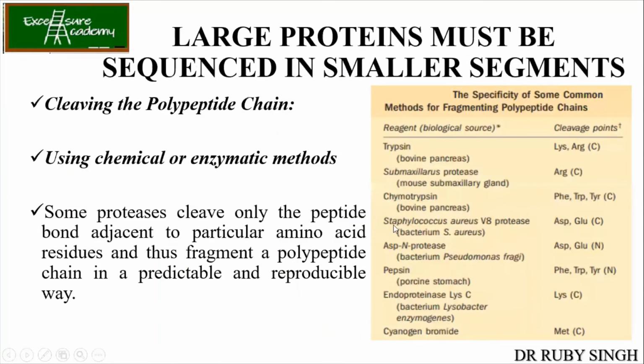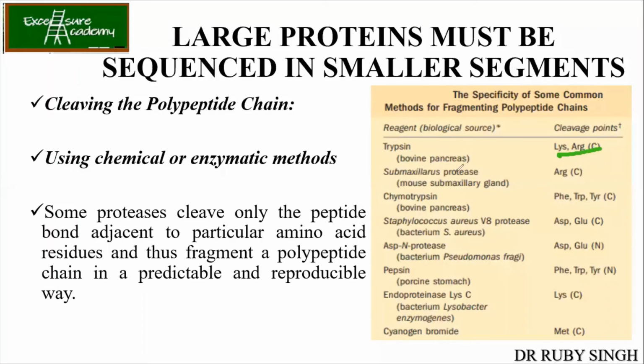Now, this is the list of reagents which you really need to learn by heart, and cyanogen bromide also, the chemical reagent which is used to cleave the polypeptide chain. So let's discuss over here. As I mentioned before, in the case of trypsin, it cleaves at the C terminal of lysine and arginine. You can also remember these as the positively charged amino acids.